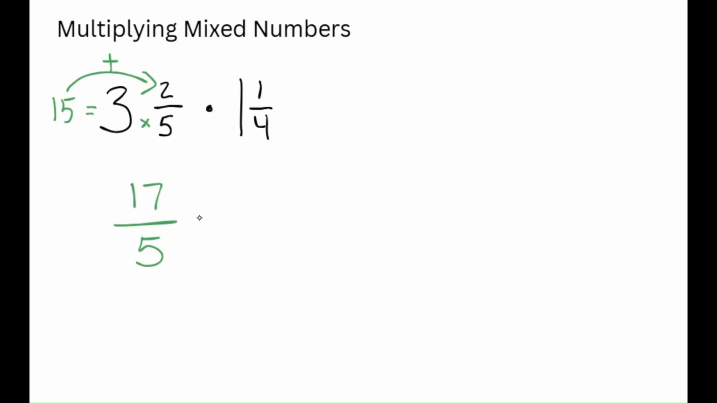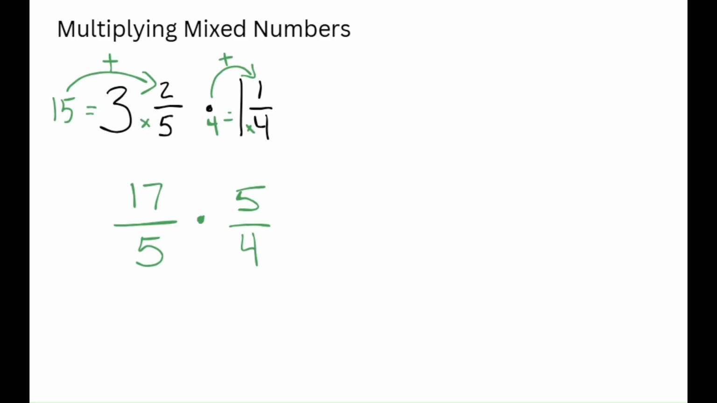All right, and then I'm going to keep multiplying. So now I got to do the same thing for 1 1/4. So we'll just repeat that process. So we got 4 times 1. That's 4. We're going to take that 4. We're going to add that to the 1 in the numerator. That's going to be 5. So this is 5 fourths. All right, so we have 17 fifths times 5 fourths.